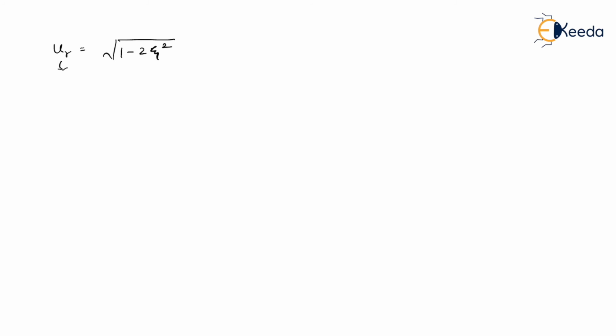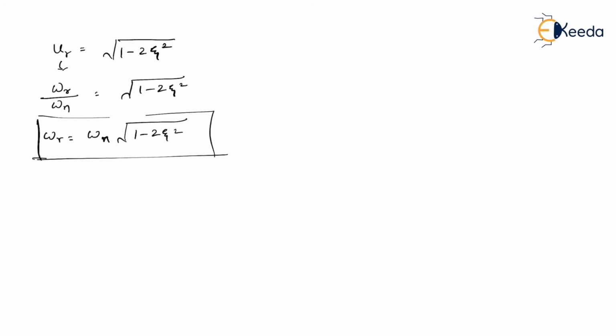But do you remember what was omega r or UR? U was basically omega upon omega n. So it was omega upon omega n, which is equal to under root of 1 minus 2 zeta square. Since it is happening at resonance, I will call this omega as omega r. Can I say now omega r is simply omega n times under root of 1 minus 2 zeta square? Then therefore, this is the derivation for the resonant frequency.